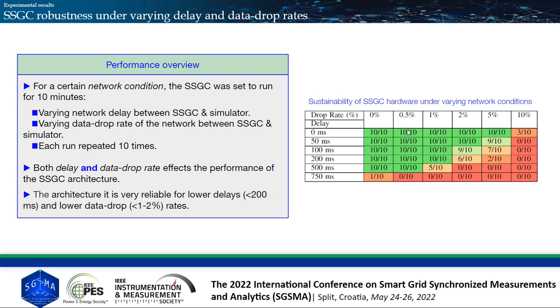For a 10% data drop and 0 millisecond delay, only 3 times out of 10 did our controller architecture sustain itself. But when the data drop is 10% and the delay is, say, 500 milliseconds or 750 milliseconds, our system is not able to sustain itself. So the corner case is somewhere around 5% data drop at 100 milliseconds, or 2% data drop at 200 milliseconds, somewhere around there. These are the corner cases where there are some chances our system will sustain itself, and there are chances that it will not.